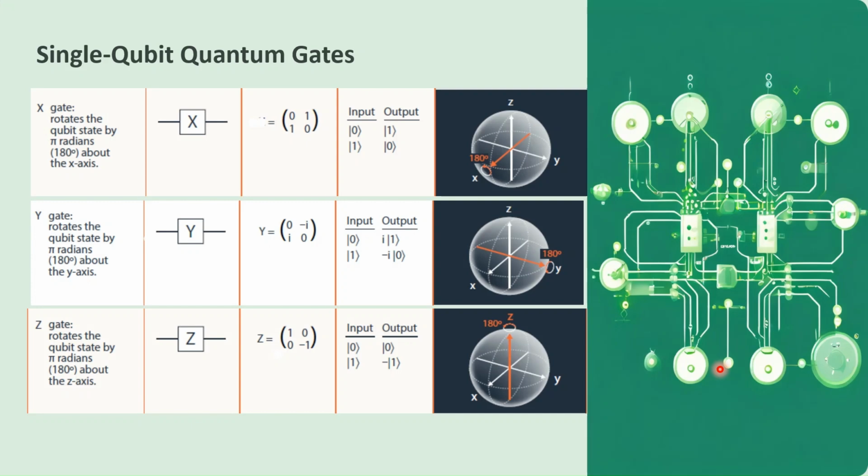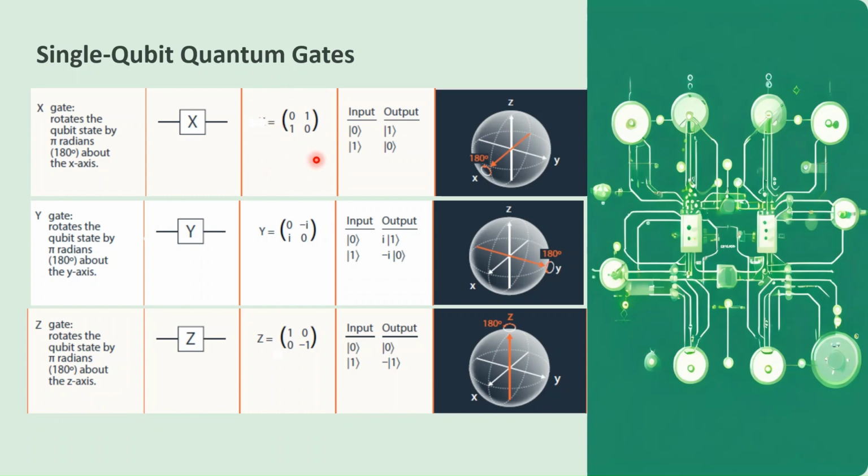So these are the single qubit quantum gates. In classical computing, there are multiple gates like the NOT gate and OR gate, but quantum gates are a bit different. The first one is X. This is the circuit representation of the X gate, and it rotates the qubit state by 180 degrees about the x-axis. This is the representation of the x-axis.